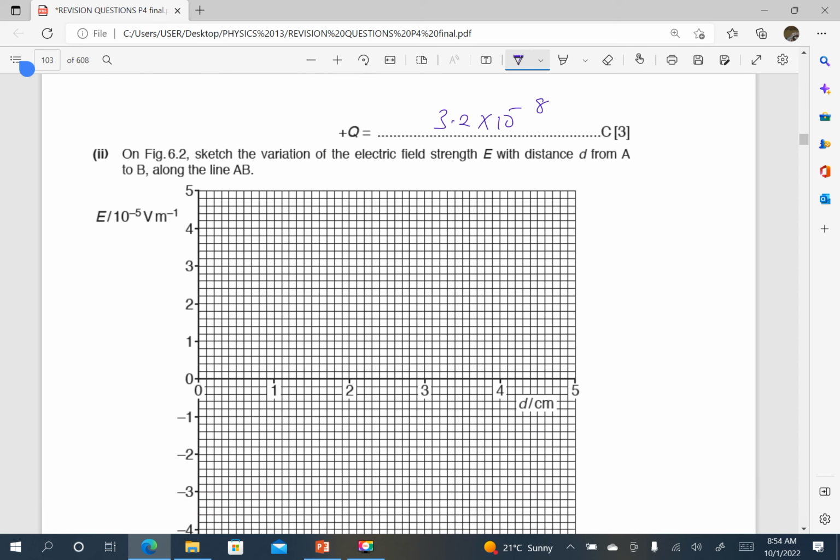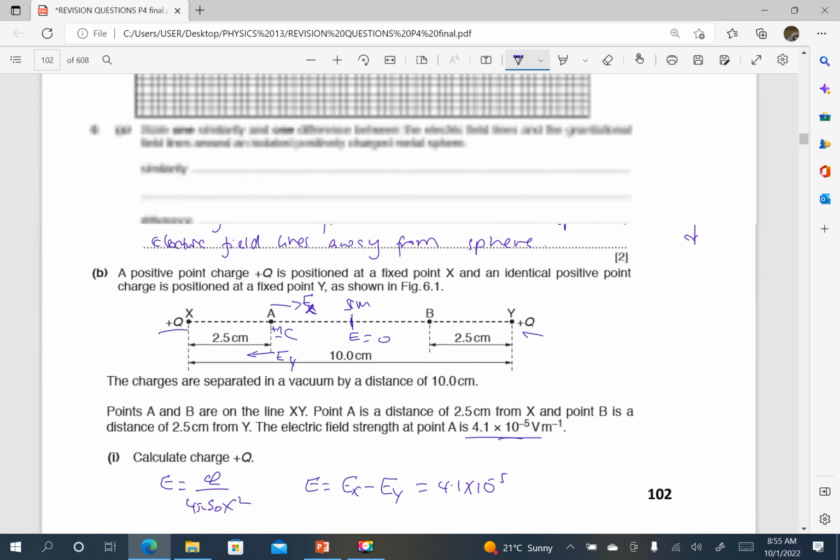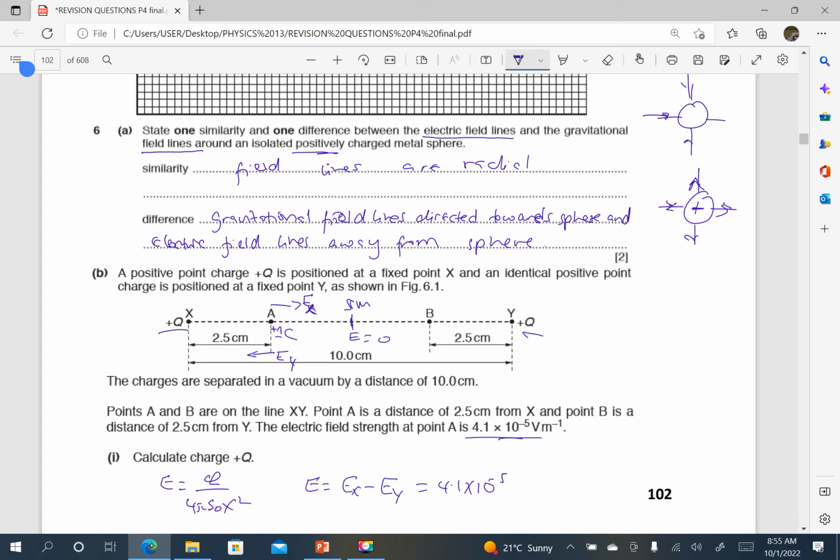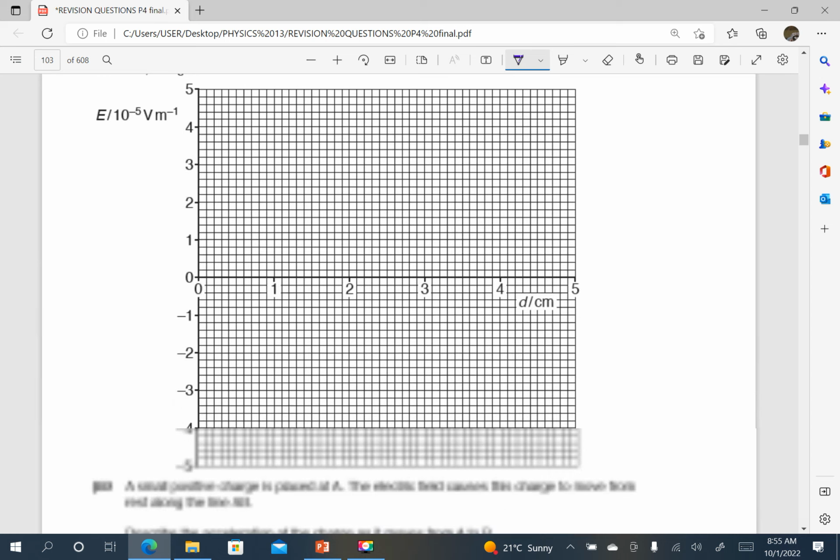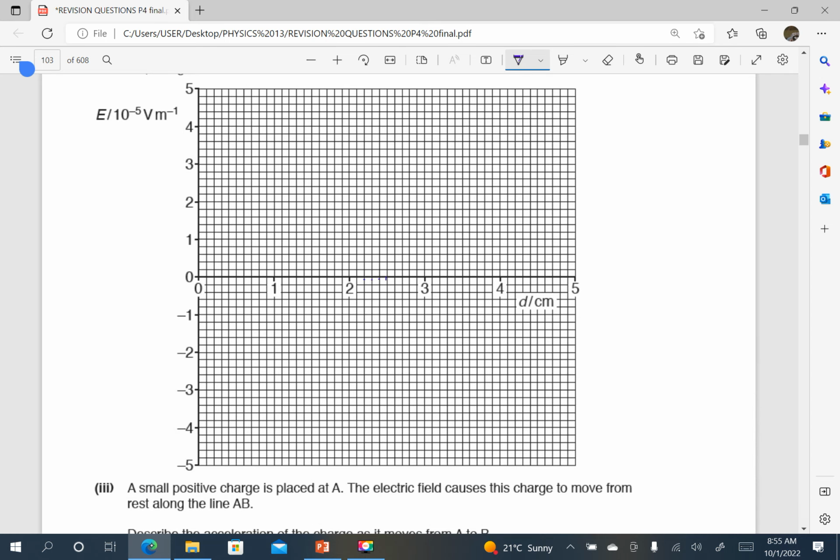On the figure, sketch the variation of the electric field strength E with distance D from A to B along the line. So we have seen that E is 0 at the center. From A to B, the distance is 5 centimeters, so the midpoint is 2.5. So E is going to be 0 at 1, 2, 3, 4, 5. The graph crosses the x-axis at that point.